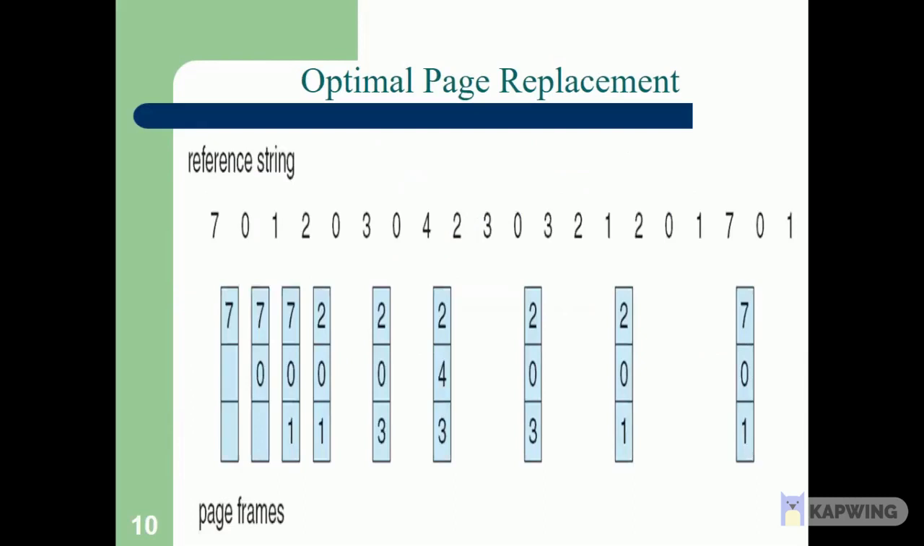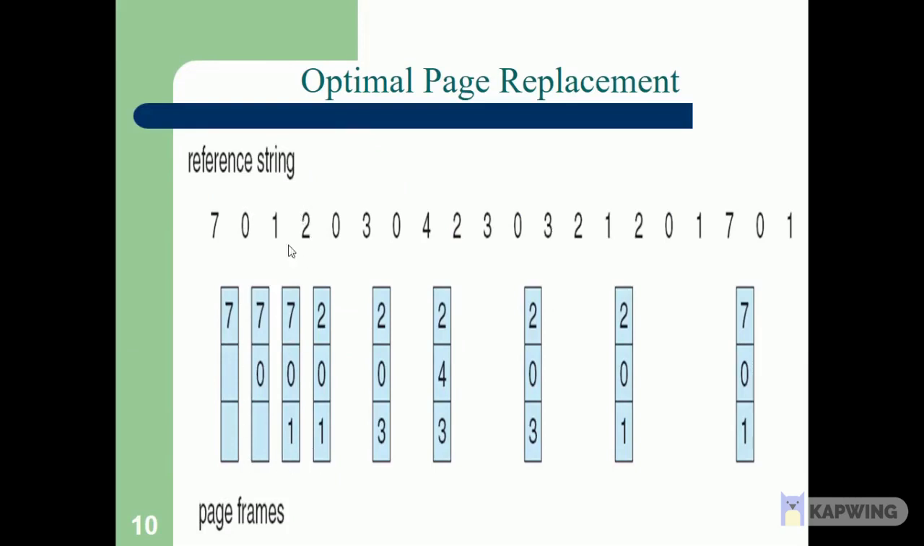So these are the pages: 7 0 1 2 0 3 0 4 2 3 0 3 2 1 2 0 1 7 0 1. Now the frame size is again 3. Then the first one is 7. So 7 is not in your frame, so a page fault occurs. Then for 0 also a page fault occurs. For 1 also the page fault occurs. So total number of page faults for 3 frames is initially 3.